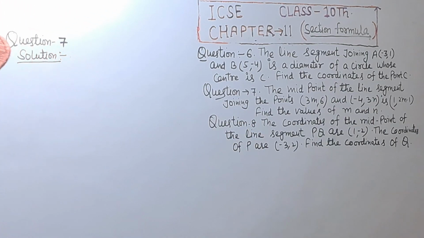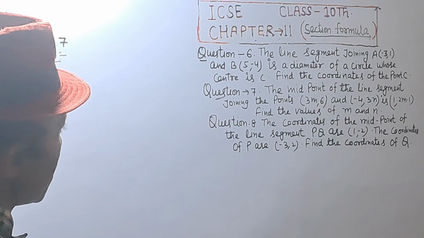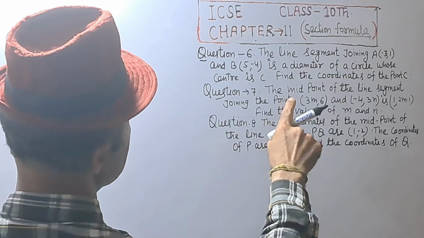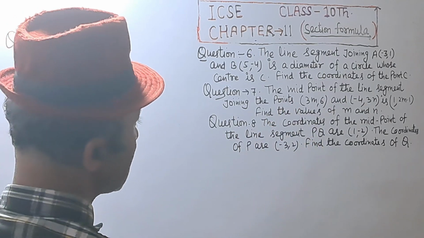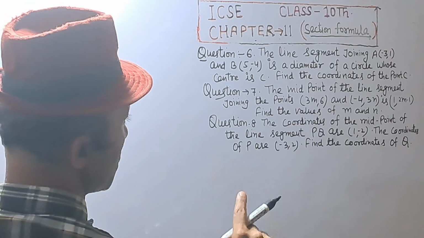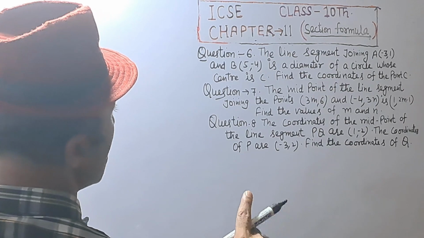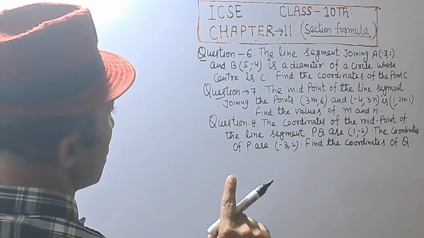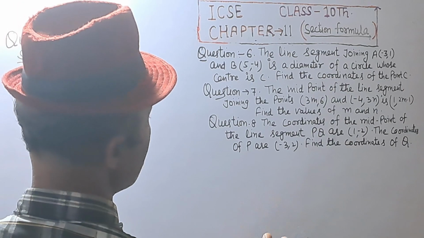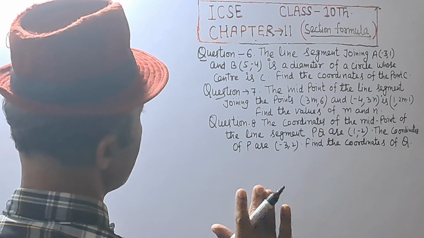Question number 7. The midpoint of the line segment joining the points (3m, 6) and (-4, 3n) is (1, 2m - 1). Find the value of m and n.